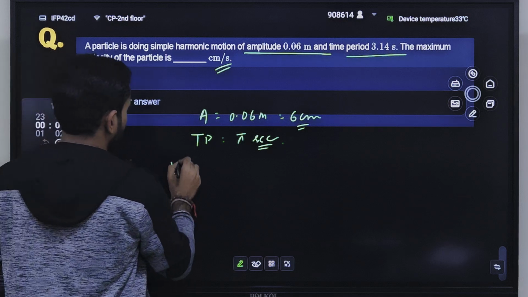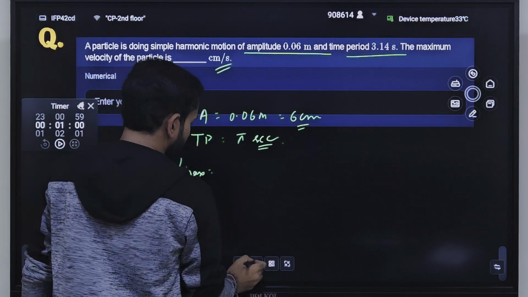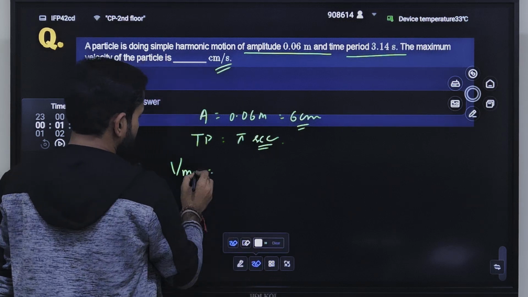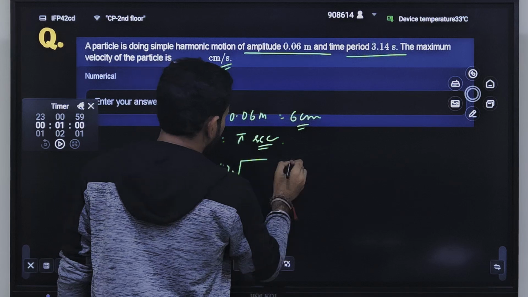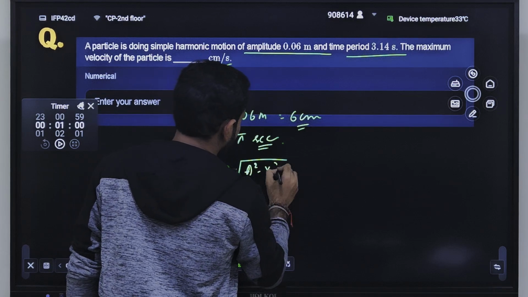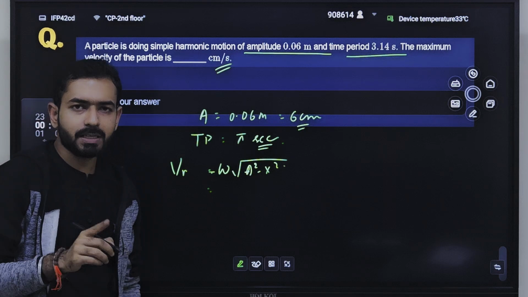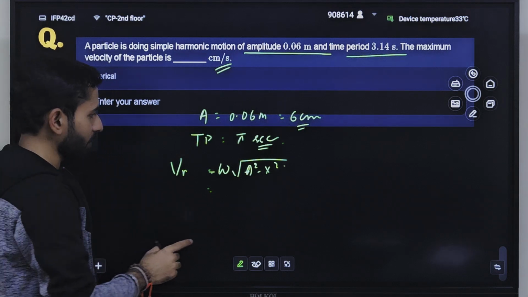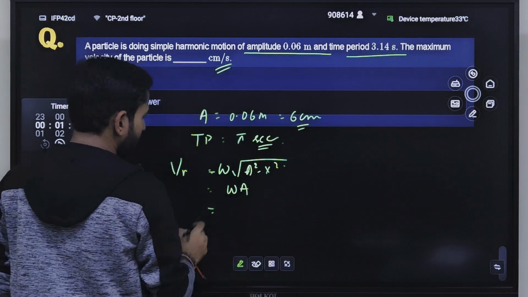The maximum velocity. What can we write for Vmax? Simply, what is the formula? When I am writing the formula, firstly let's see from where this Vmax is coming. What is the formula? It is omega root under a square minus x square. And you are achieving the maximum velocity at the mean position, and the mean position is x equal to 0. That means what is the maximum velocity? Omega into A.